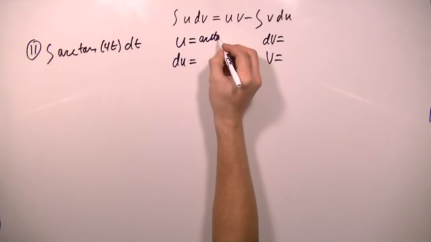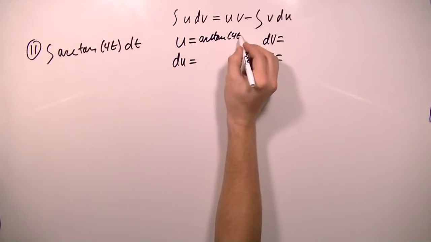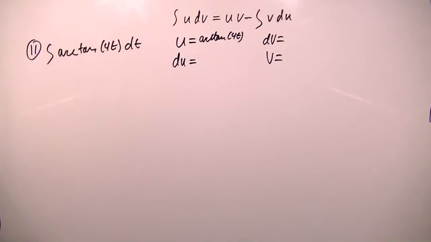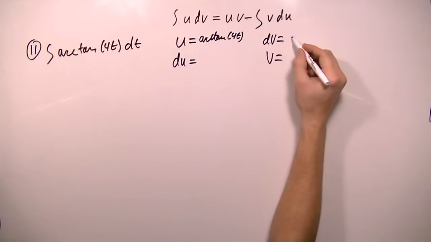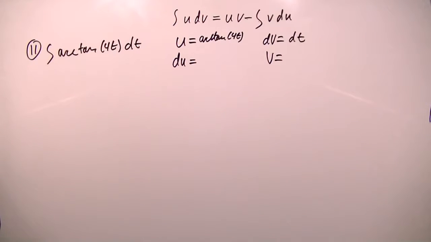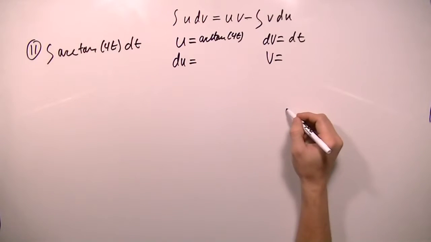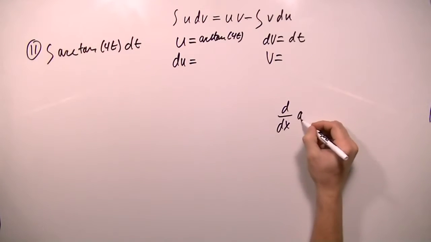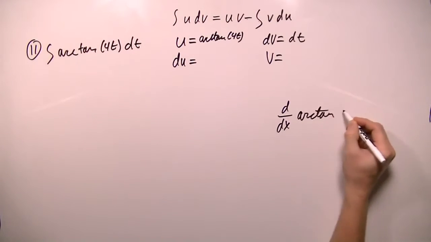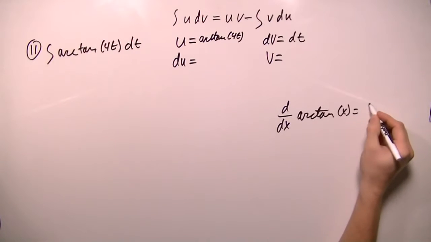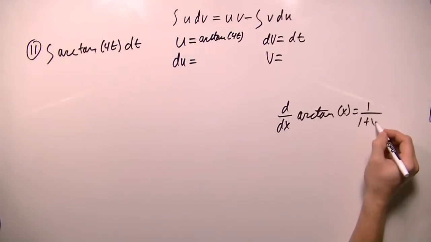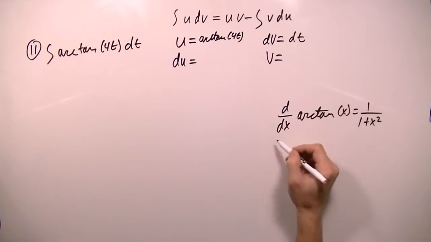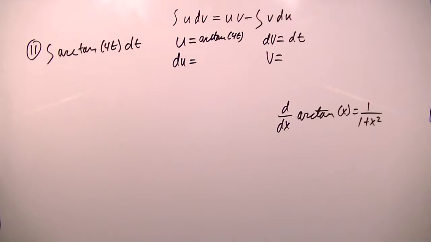So arctan 4t, and that means that dv will be dt. Now I want to make a note here that the derivative of arctan x equals 1 over 1 plus x squared. And you can click here for a proof.